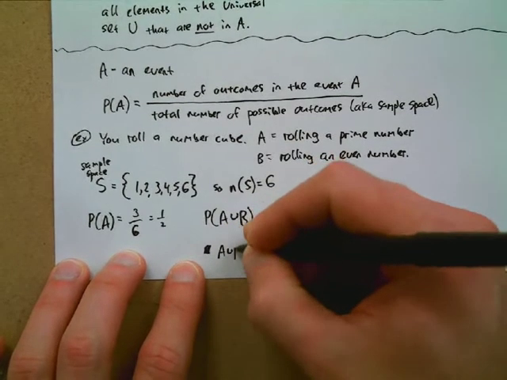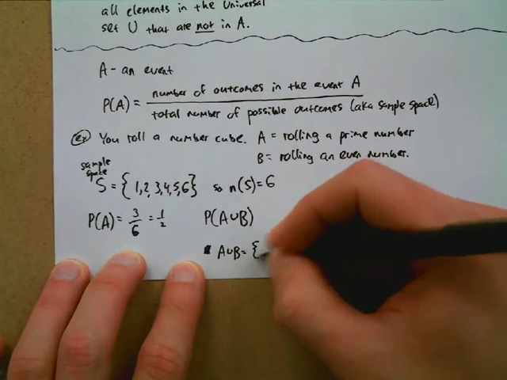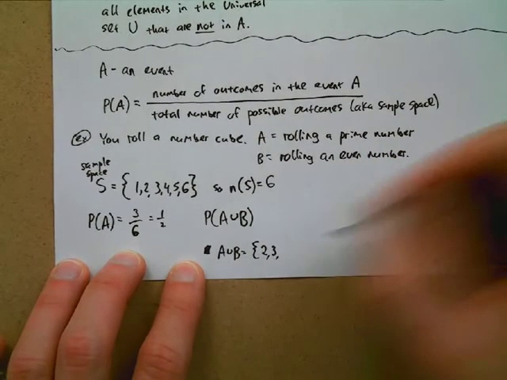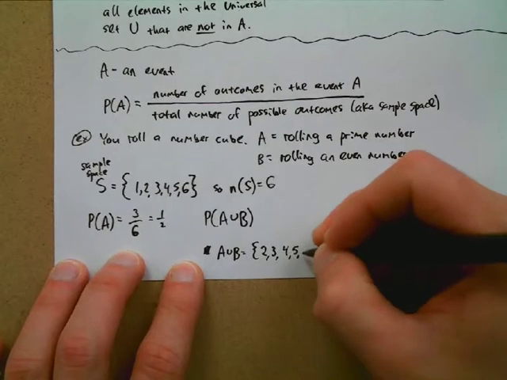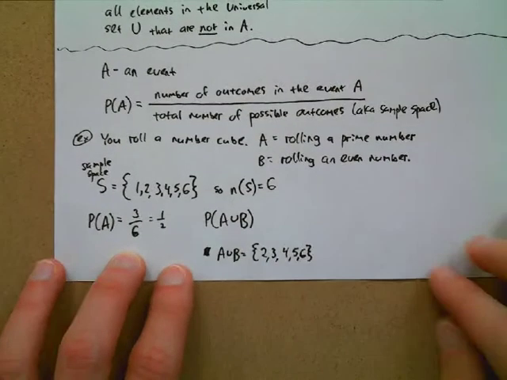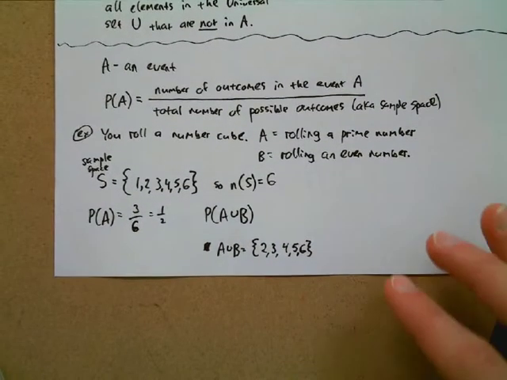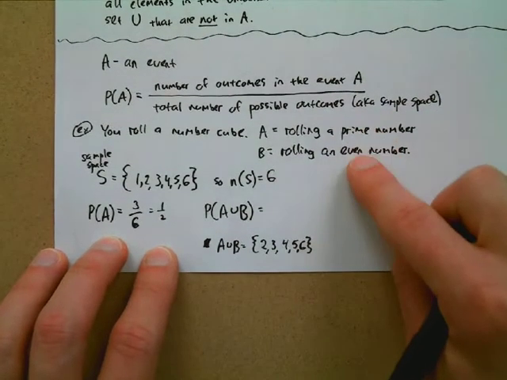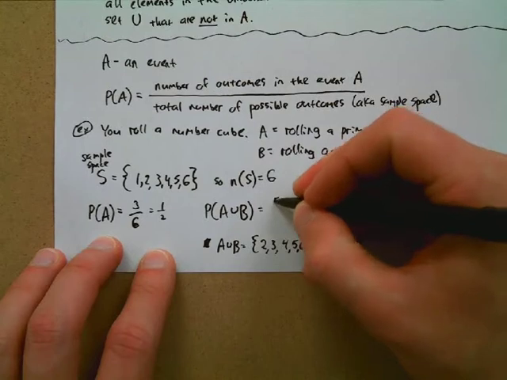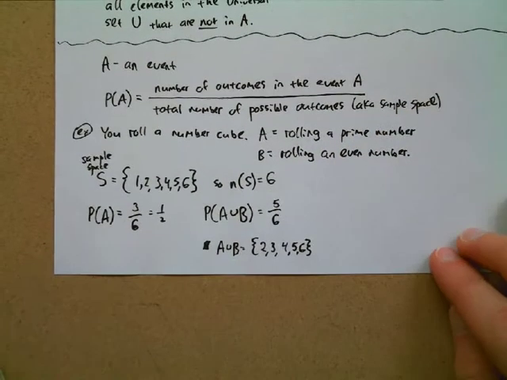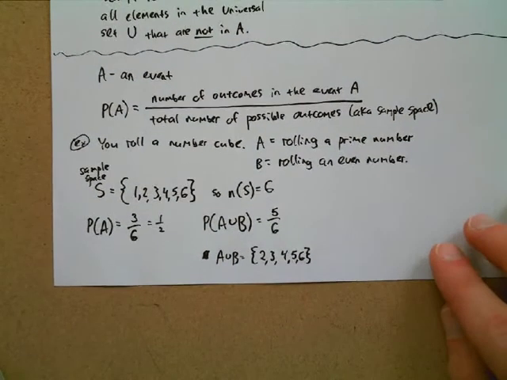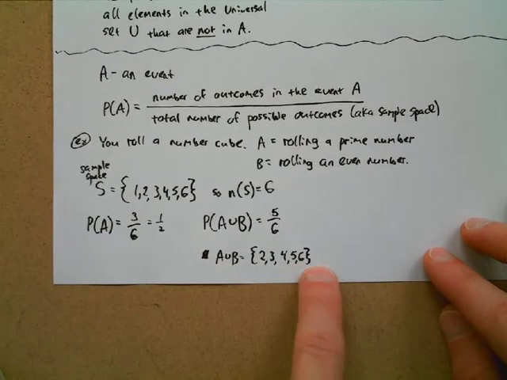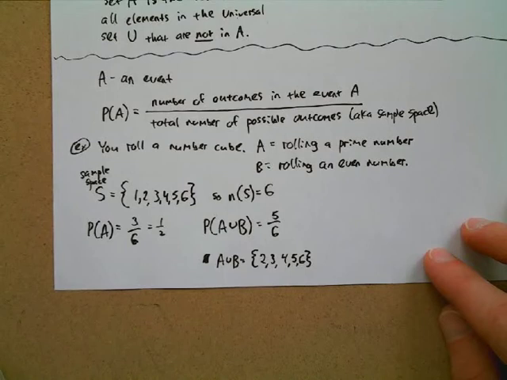Okay, that set is going to be 2, 3, 4, 5, and 6. Basically only 1 is not included there. So there's 5 numbers on your number cube that are either prime or even. So it's going to be a probability of 5 out of 6 there. Since the set A union B is 2, 3, 4, 5, 6, there's 5 elements out of the total of 6.